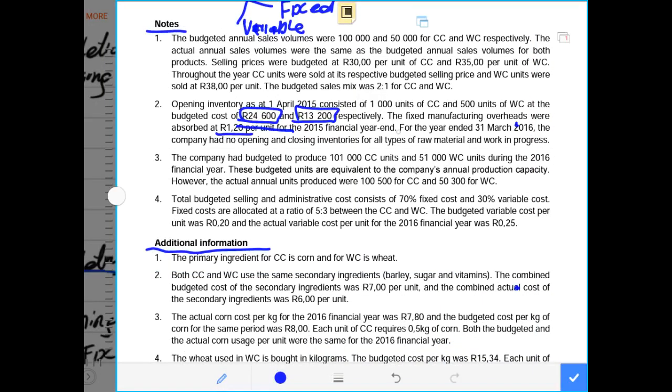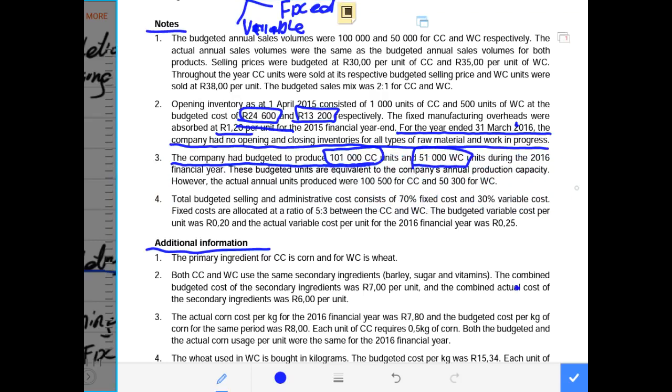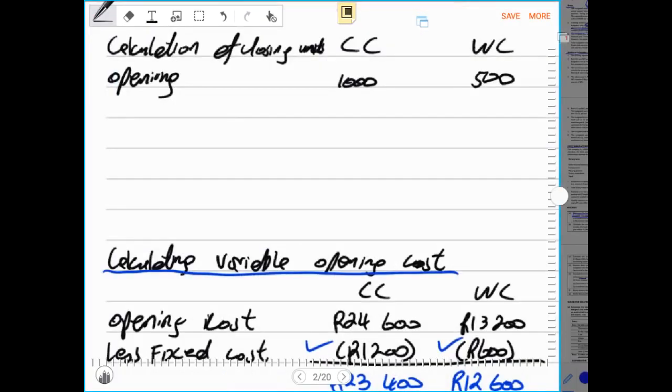It says that for the year ended 31st of March 2016, the company had no opening or closing inventory for all types of raw material or work in process. And that is good information to be given to us. Then we have the company that had the budgeted production of 101,000 for product CC and budgeted production of 51,000 units. So now remember I said I still have to complete my closing inventory.